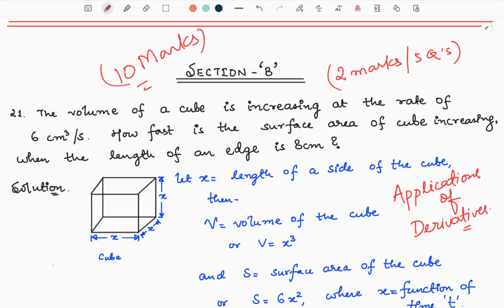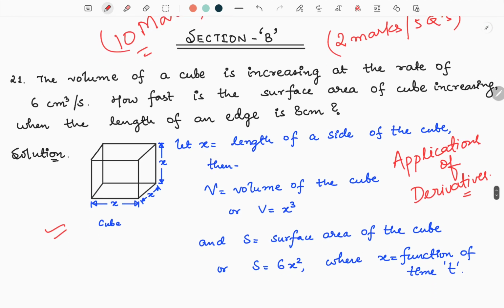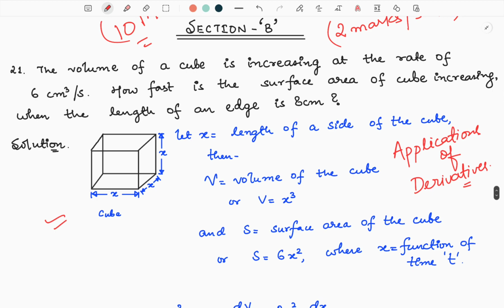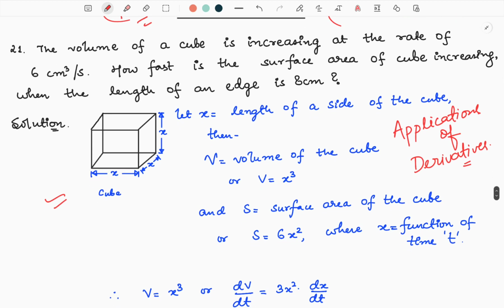First I have drawn here a simple cube. I think you should already know, there is no need to draw this, but I drew it just for simplification of the solution. If I assume the edge length as x, the volume will be V is equal to x cube, and the surface area is equal to 6x squared, a simple surface area and volume formula.